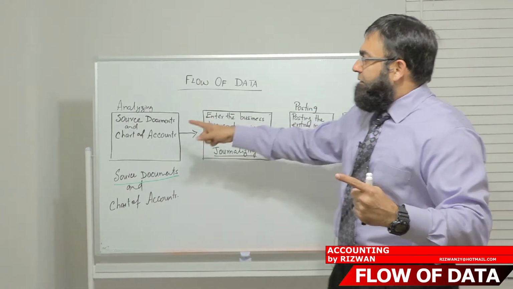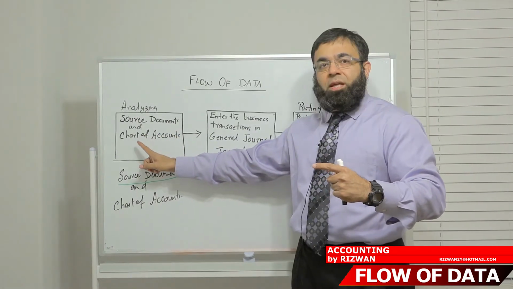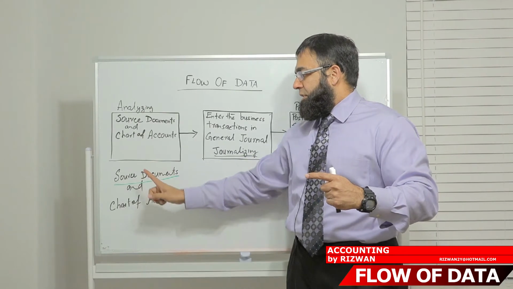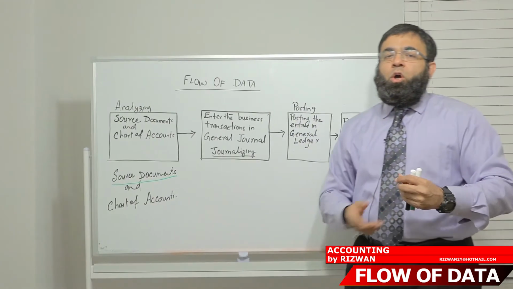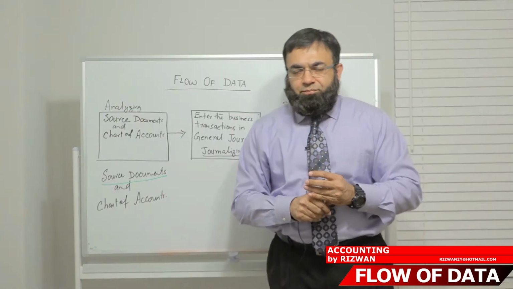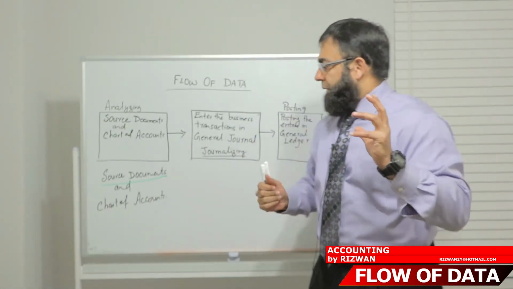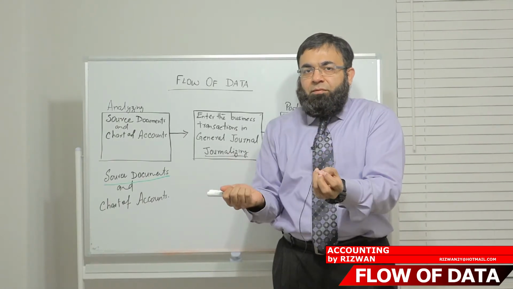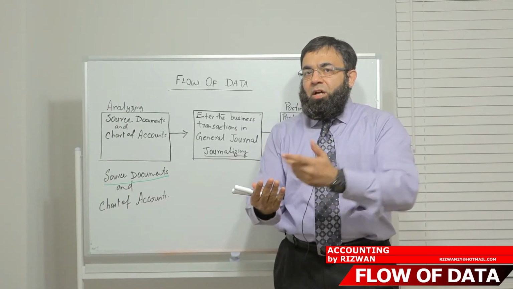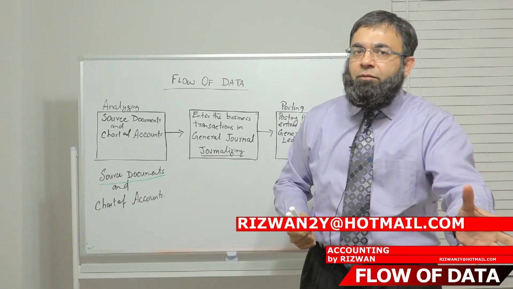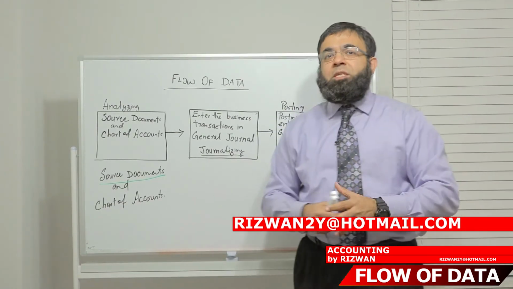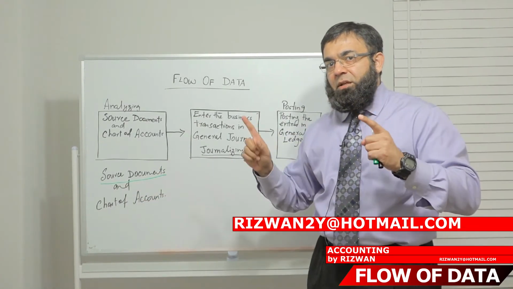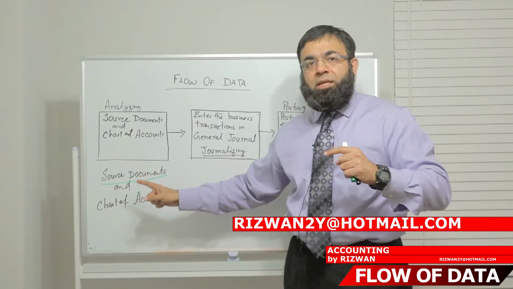Then we have the chart of accounts. First the source documents, and then the chart of accounts. I always call the chart of accounts a game plan. It tells you which account will be affected based upon what kind of transaction you have. You saw the receipts, how much you paid, and which account will be affected. Now we need to find out which account will be affected. We will discuss this part after the break.